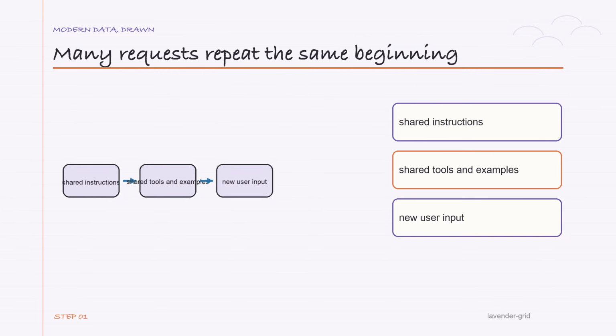Read the drawing from one idea to the next. Shared instructions, then shared tools and examples, then new user input. Focus on what moves, what stays fixed, and why the system does less unnecessary work.